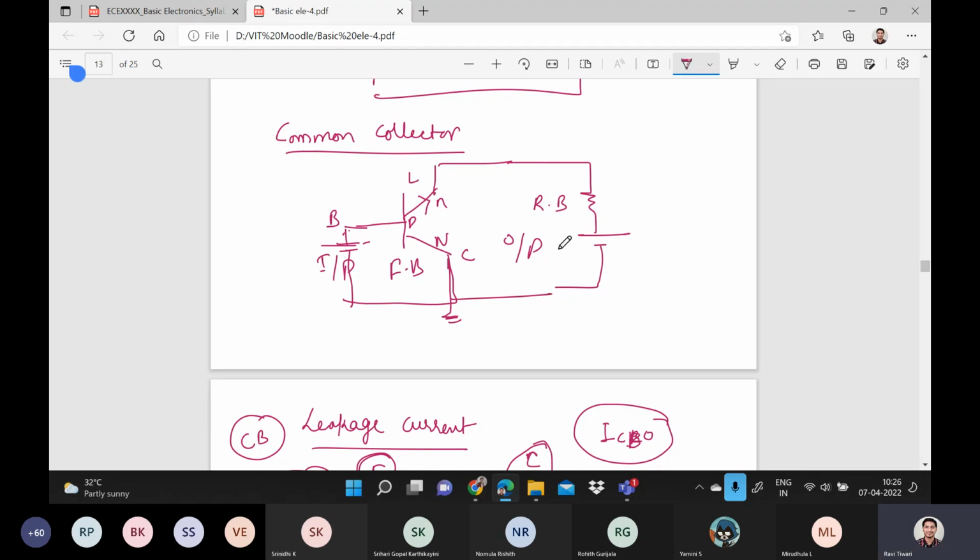Now you tell me what will be the input current and output current. The input current will be IB and the output current will be IE, right? Sorry, IE.